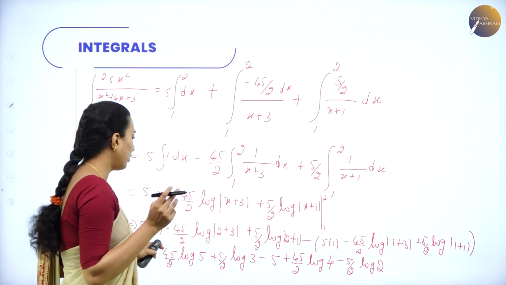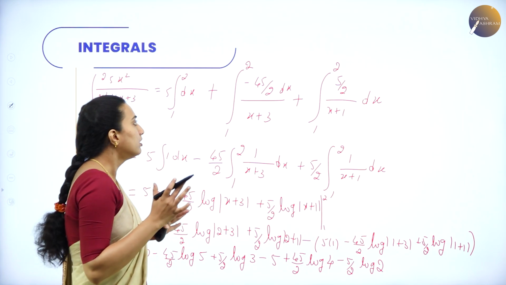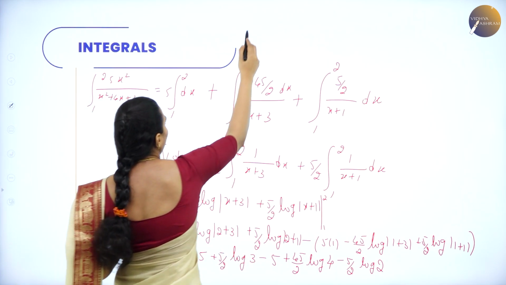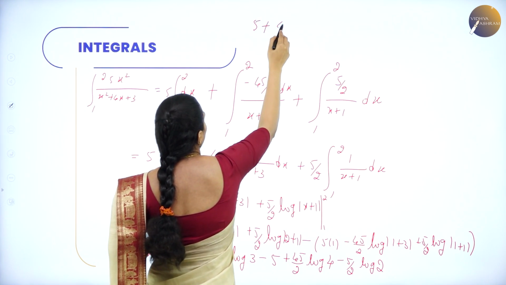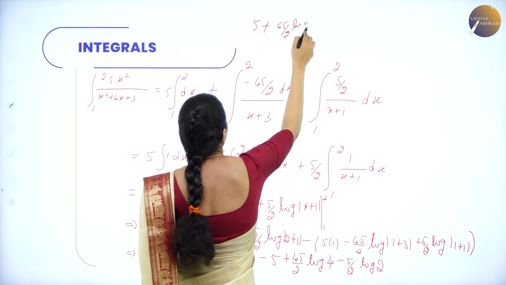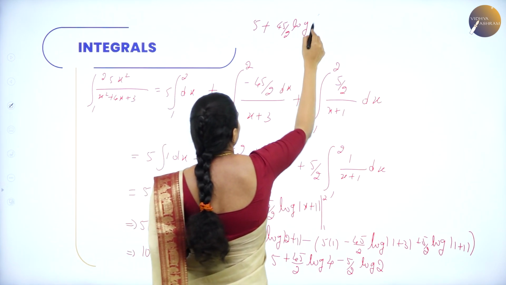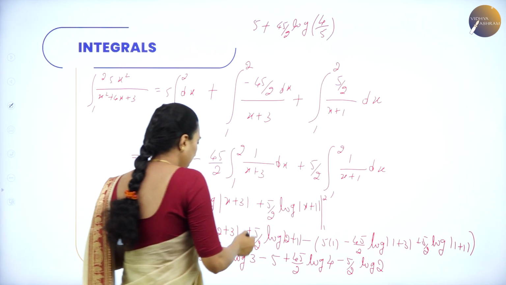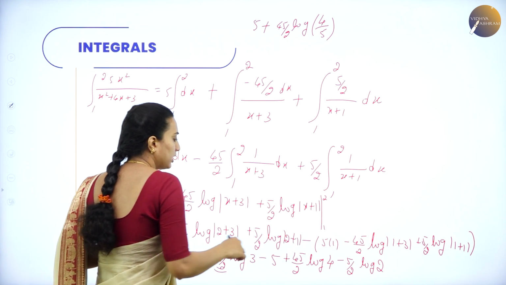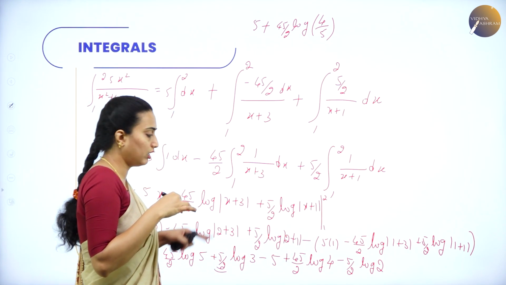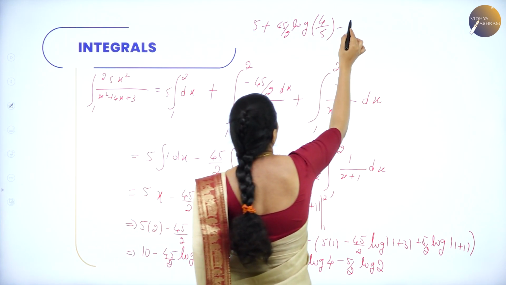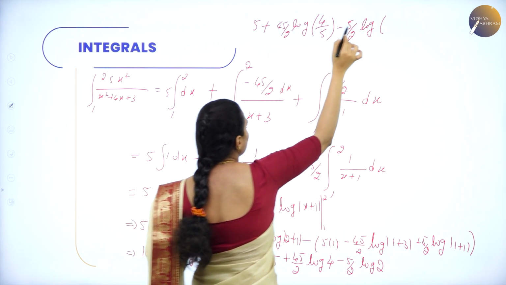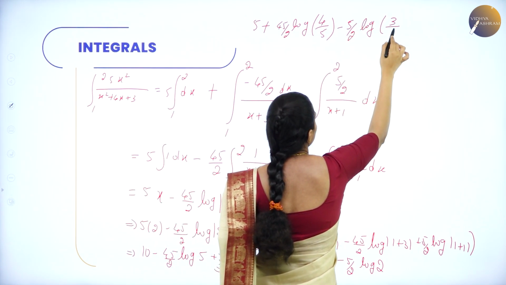So you can write this in the form of log m minus log n. So therefore the final answer: 10 minus 5 is nothing but 5. So 5 again plus 45 by 2 will be common, log of, first write the positive value m by n, which is 4 divided by 5. Again 5 by 2 is there, plus 5 by 2 and then minus 5 by 2. Minus 5 by 2 will come to the denominator there along with the log. So minus 5 by 2 into log of m by n, m value with the positive first, which is nothing but 3, divided by the negative next, which is nothing but 2.